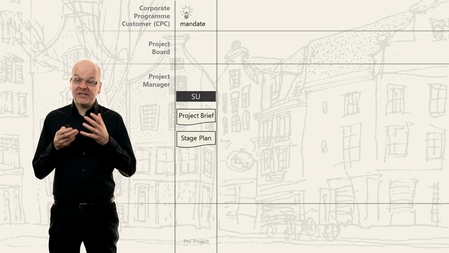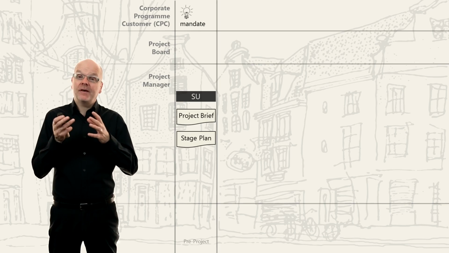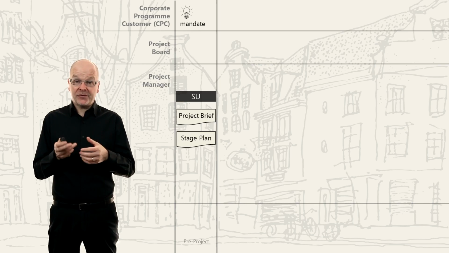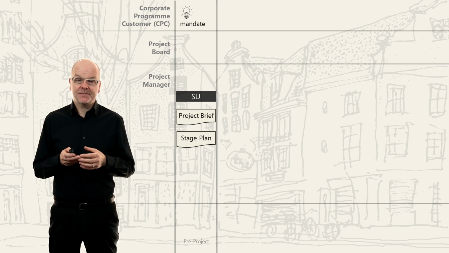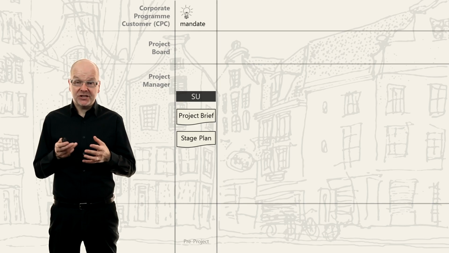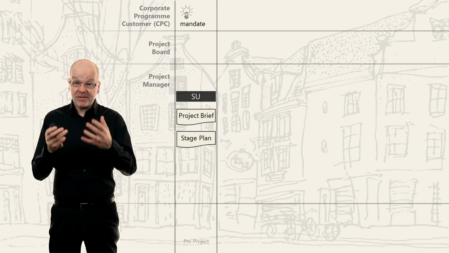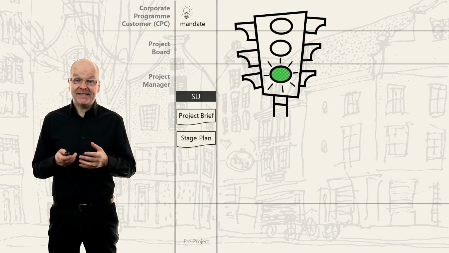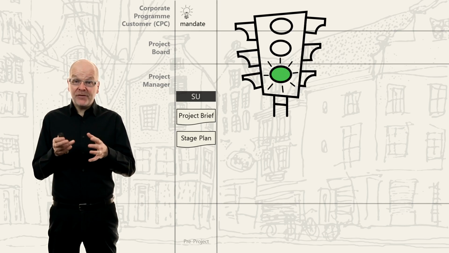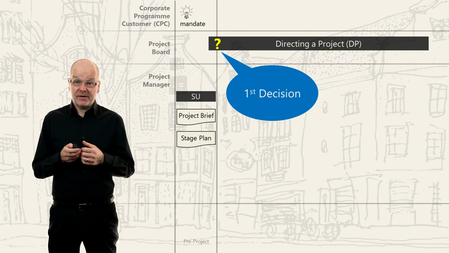A good way to think about each process is the inputs and outputs. So the input for the SU process is the project mandate, and the outputs are the project brief and the stage plan for the initiation stage. We are now finished with the starting of a project process. The project manager will now ask the project board to review the idea, so to review the project brief. This will be the first decision by the project board, and they will read the project brief and discuss.